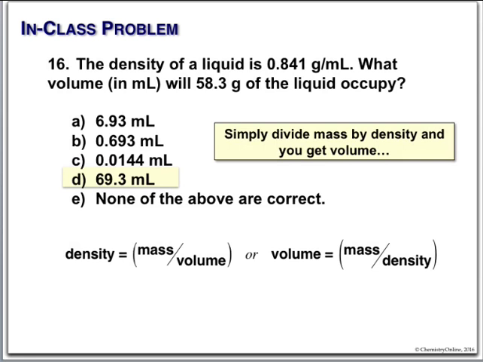But where do you have mass given, up there. We're given mass, that's the mass, 58 grams, and that's our density.